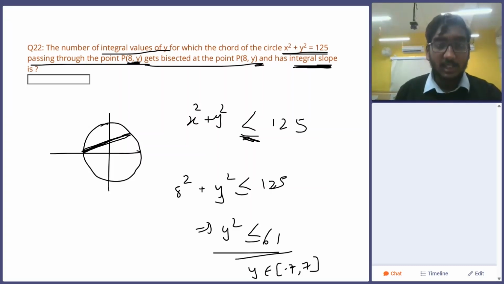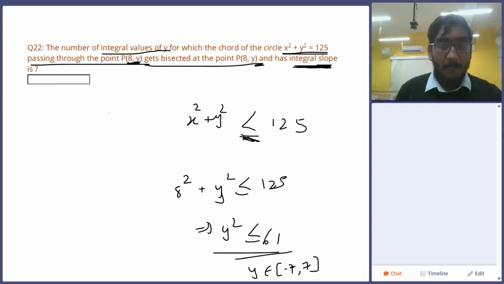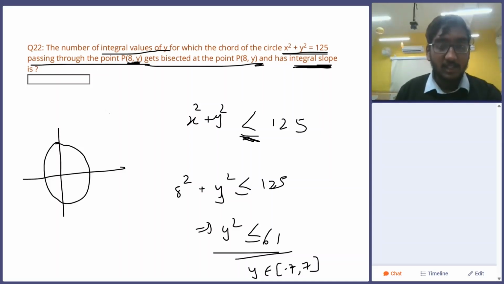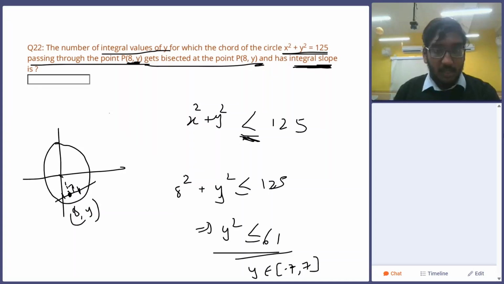So first you should determine the slope of the line joining the center and the chord. There is a theorem which states that the perpendicular drawn from the center to the chord will bisect the chord. These two lengths will be equal. And (8, y) is this point, and (0, 0) is this point. And this will be perpendicular to the chord. That means the product of slopes will be minus 1. The product of the slope of the chord and the slope of this particular line will be minus 1.